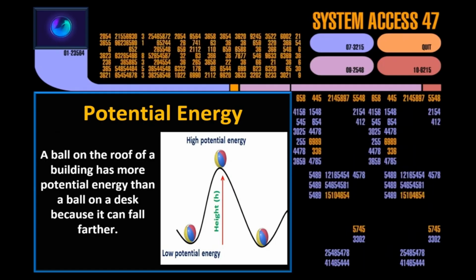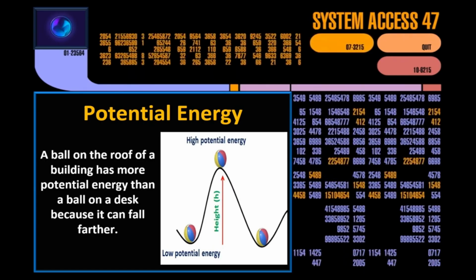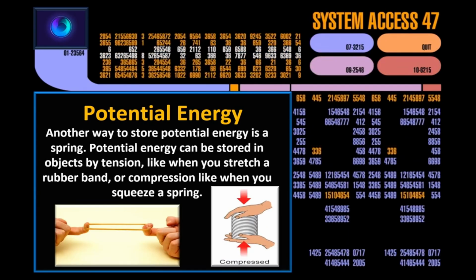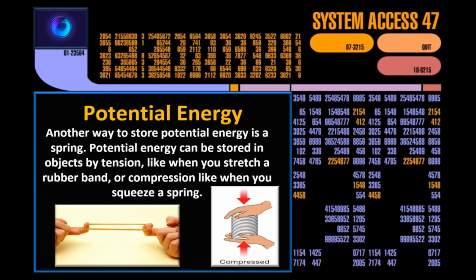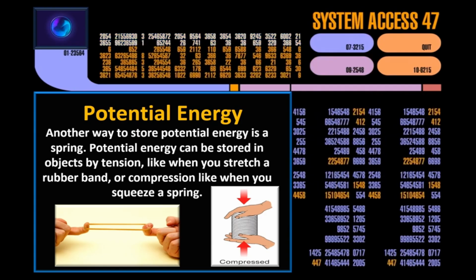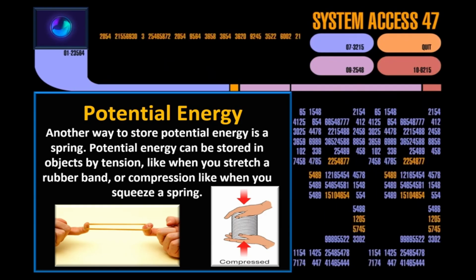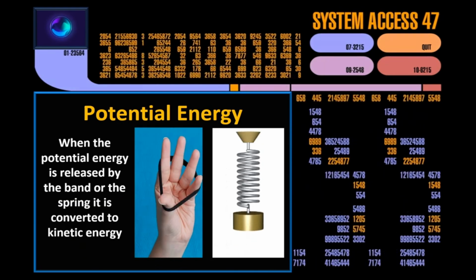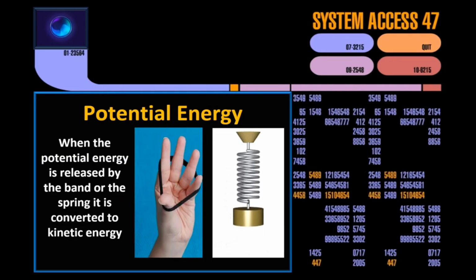A ball on the roof of a building has more potential energy than a ball on a desk because it can fall farther. Another way to store potential energy is a spring. Potential energy can be stored in objects by tension, like when you stretch a rubber band, or compression, like when you squeeze a spring. When the potential energy is released by the band or the spring, it is converted to kinetic energy.